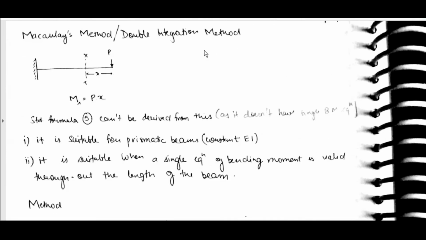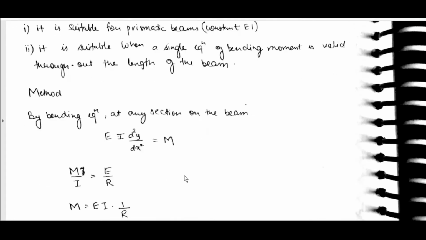Macaulay method or double integration method. Mx is equal to Px. Standard formula can't be derived from this as it doesn't have single bending moment equation. It is suitable for prismatic bar, constant EI. It is suitable when a single equation of bending moment is valid throughout the length of beam.